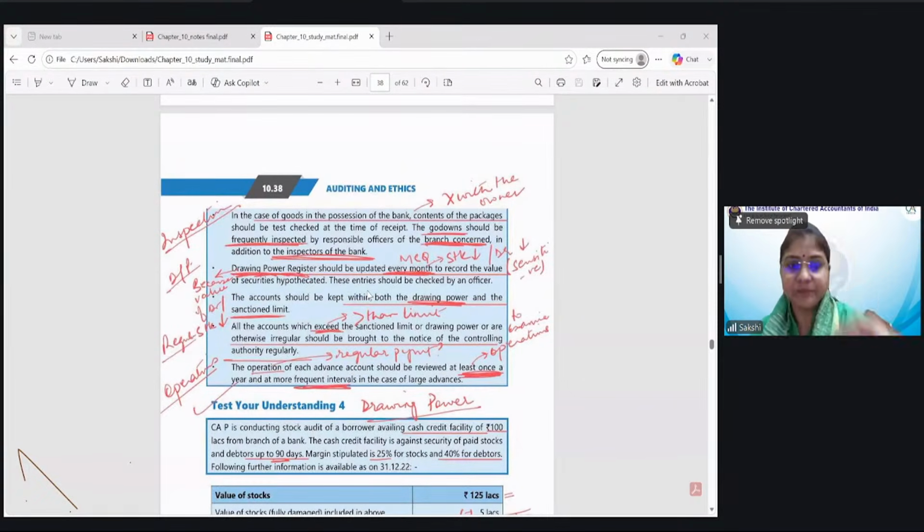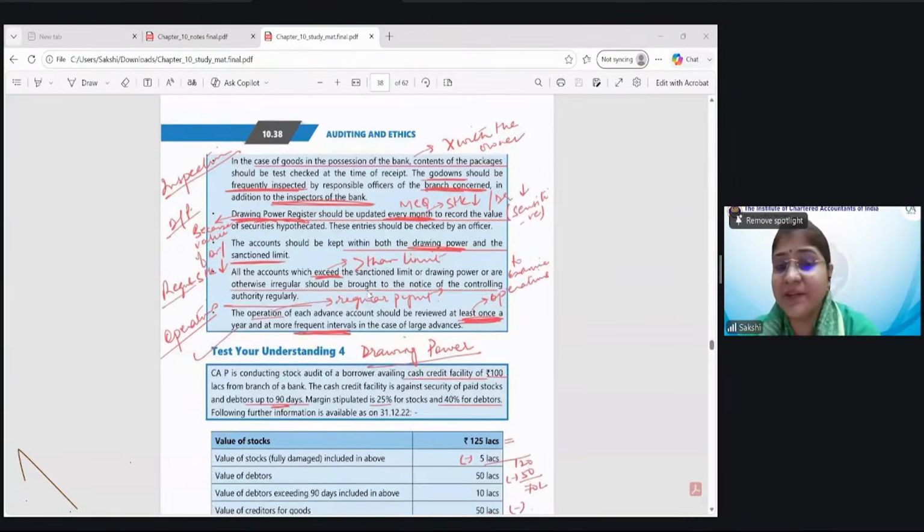Okay, then the drawing power register should be updated every month. This can come in your MCQ, because drawing power is a very sensitive area. Based on the value of your stock and the value of your debtors is your drawing power, so monthly it should be updated. Okay, then the value of security hypothecated; these entries should be checked by the officer.